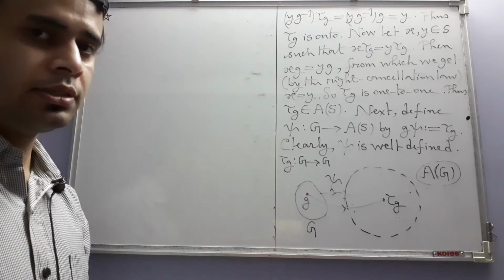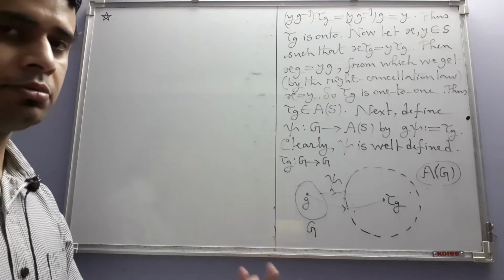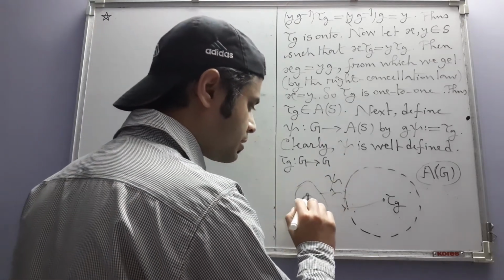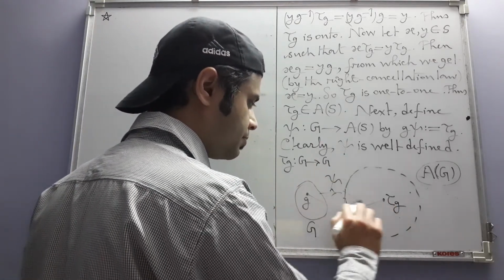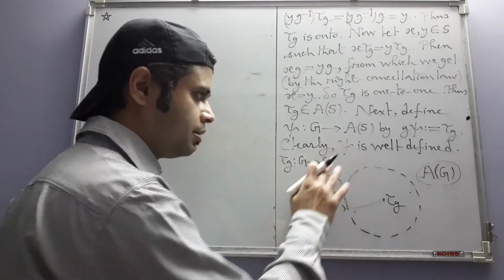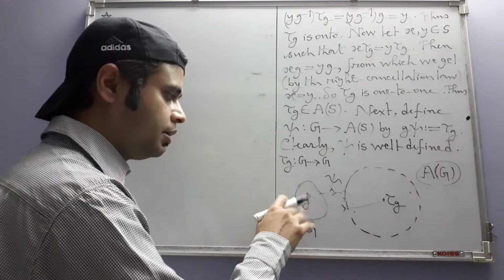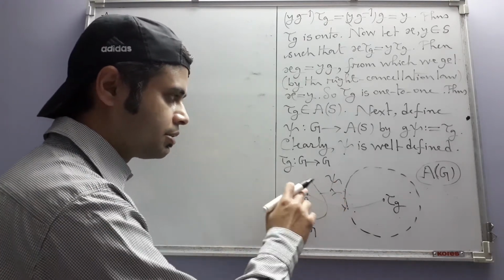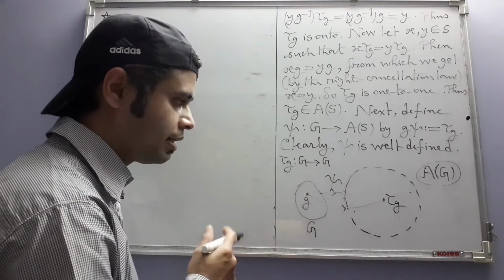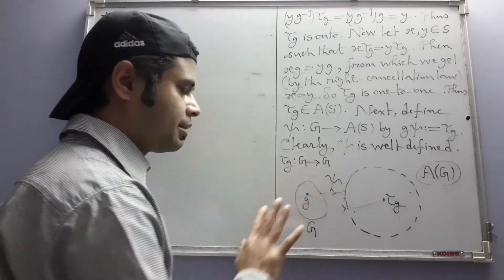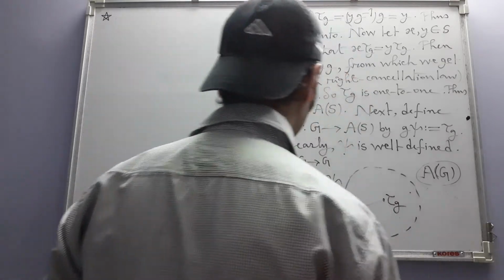there is no need to show that tau g is a homomorphism. That's not what we are after. Here, however, because we are searching for an isomorphism, we now need to know whether this psi is a homomorphism. Here our main concern is in showing that psi is a homomorphism, and that too a 1 to 1 homomorphism. Tau g has nothing to do with homomorphism.